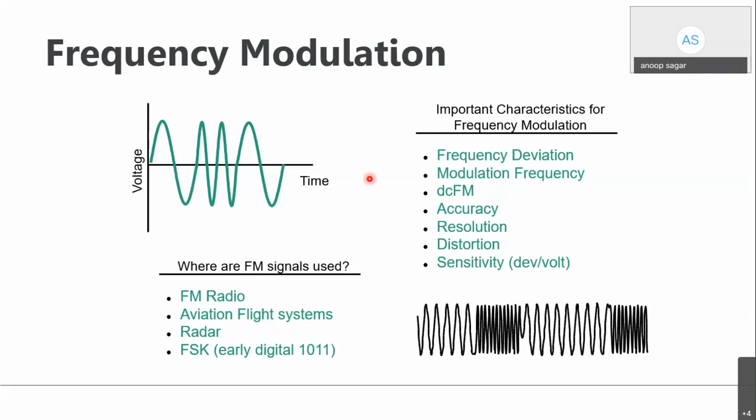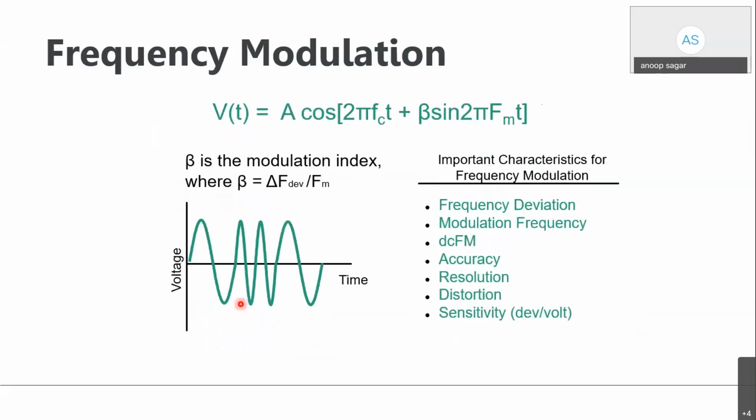This is voltage, this is time, and the important characteristics of frequency modulation are frequency deviation, modulation frequency, accuracy, resolution, distortion, and the sensitivity. FM modulation or signals are used in FM radios, aviation, flight systems, in radar, in FSK, again in digital. Then this is the equation for frequency modulation.